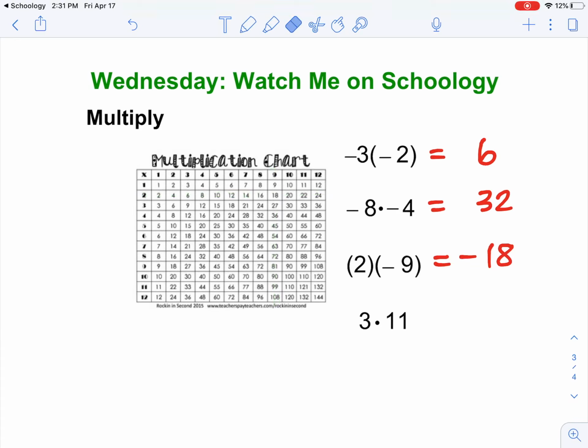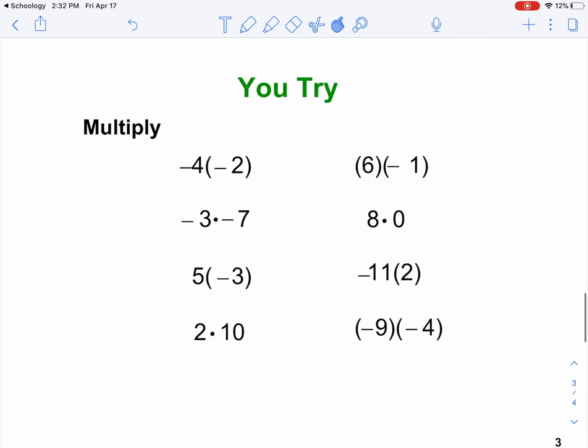Next, we have 3 times 11. So in my chart, I get 33. And since we had positive times a positive, our answer should be positive. Okay, for your homework, I would like you to try these problems.